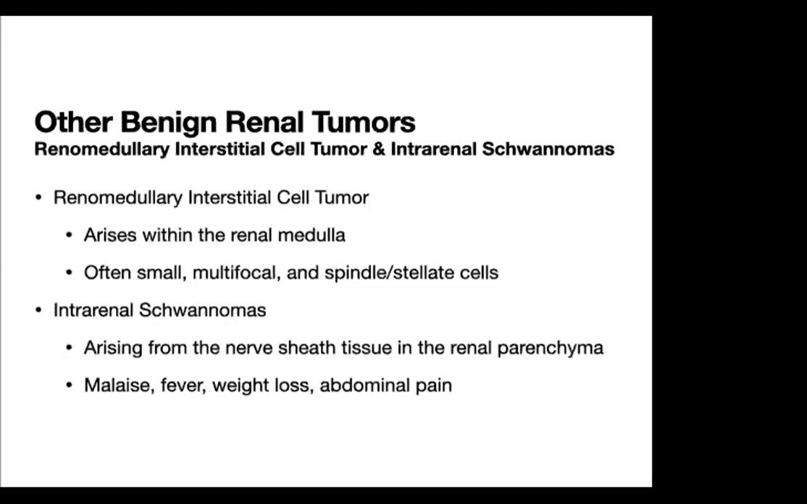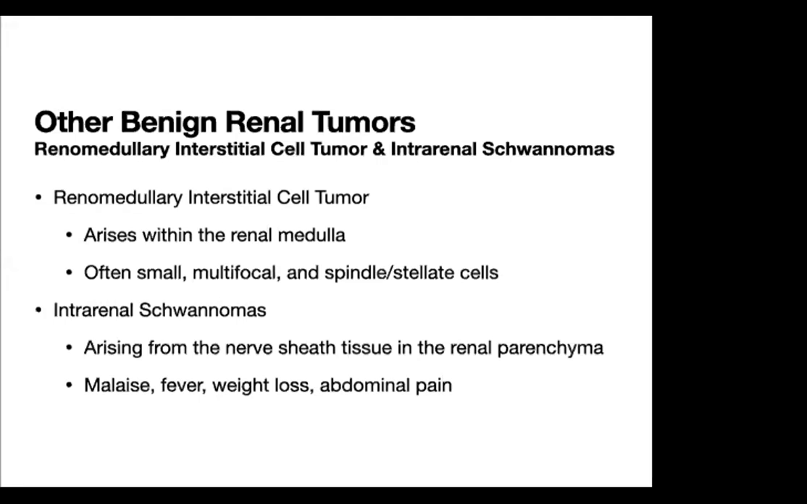And lastly, we have our renomedullary interstitial cell tumor and the intrarenal schwannomas. For your renomedullary interstitial cell tumors, they arise within the renal medulla and they're often small, multifocal, and composed of spindle and stellate cells. For your intrarenal schwannomas, they arise from the nerve sheath tissue in the renal parenchyma and they present with malaise, fever, weight loss, and abdominal pain. So those are our benign renal tumors.